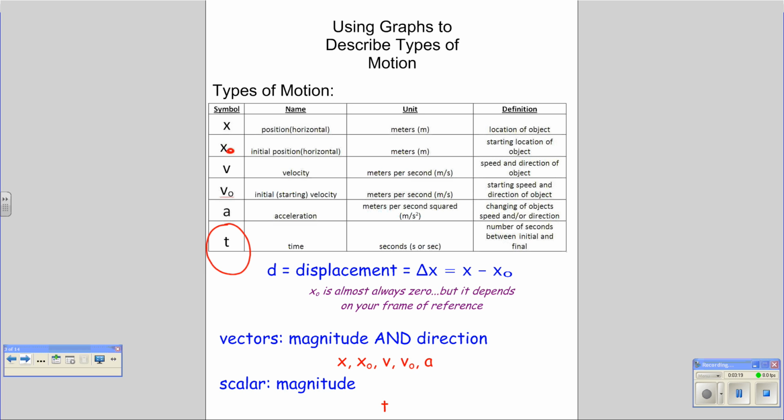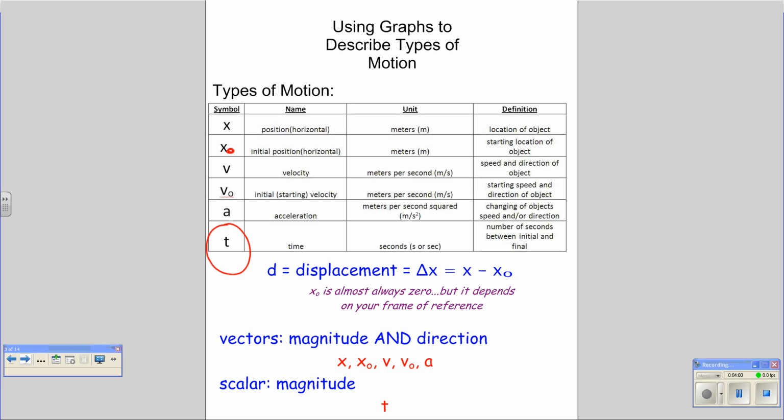Time is just the measure of the length of time, I know I'm using the word in the definition, between the initial and the final state. So between x and x naught. Some of you might be familiar with d for displacement. Displacement is just the change in x, which is x minus x naught. So how much did your position change? You can almost always set x naught equal to 0. Some people like to, some people don't. It changes a little bit how you approach something, but it is always an option. It just depends on where you decide that your initial position is, or your frame of reference is.